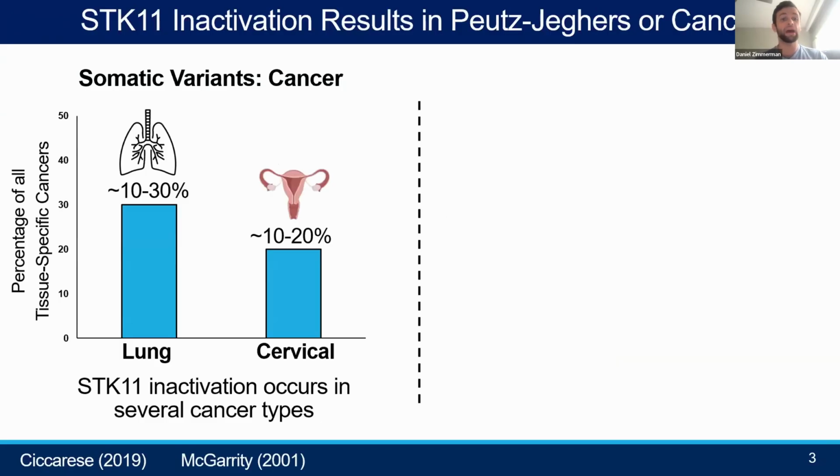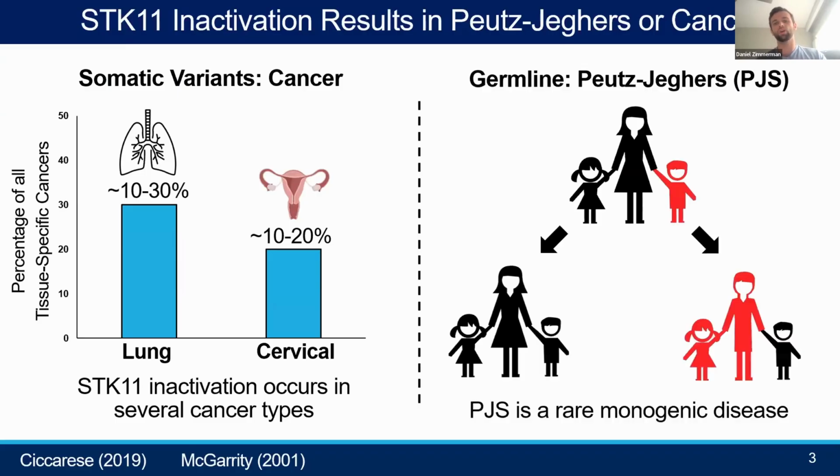STK11 somatically can be found in a variety of different cancers, but most commonly in up to 10 to 30% of lung cancers and 10 to 20% of cervical cancers. There are also several other tissue types it affects, but at lower frequencies. On the germline side, it results in Peutz-Jeghers syndrome, or PJS. This is a rare monogenic disease that confers both gastrointestinal complications and a multi-organ increased risk of developing cancer. So on both the germline and somatic side, there is an increased risk of cancer.